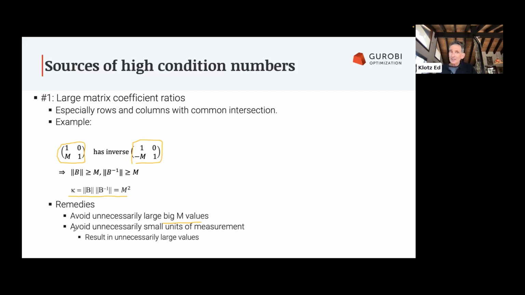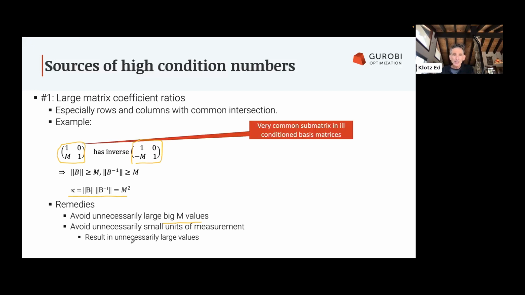And then the second thing is to avoid unnecessarily small units of measurement. This results in unnecessarily large values. A lot of times if you have a large budget model, you don't want to measure things in dollars. You want to measure things in, say, hundreds of thousands of dollars. That would be one such example that enables you to reduce the unnecessarily large values.